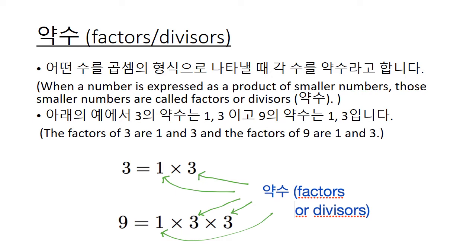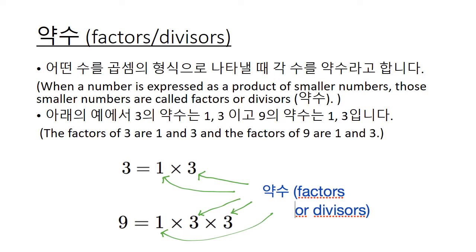Let's take a look at the definition of 약수. 어떤 수를 곱셈의 형식으로 나타낼 때 각 수를 약수라고 합니다. So when a number is expressed as a product of smaller numbers, we call the smaller numbers that comprise the larger number the factors or divisors of that number. And in Korean, this is 약수.